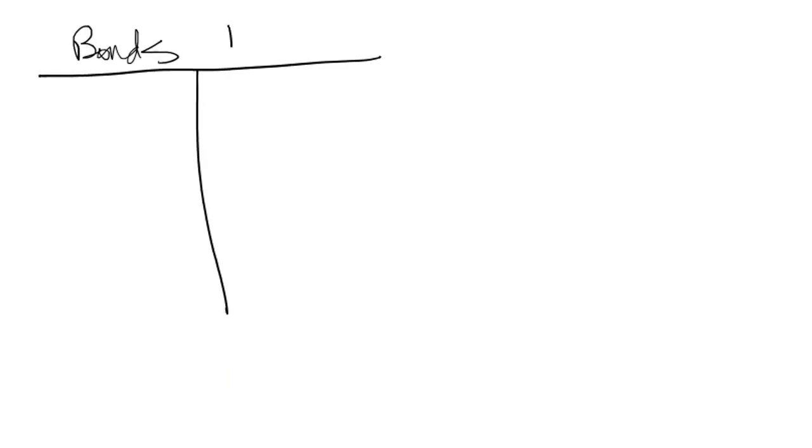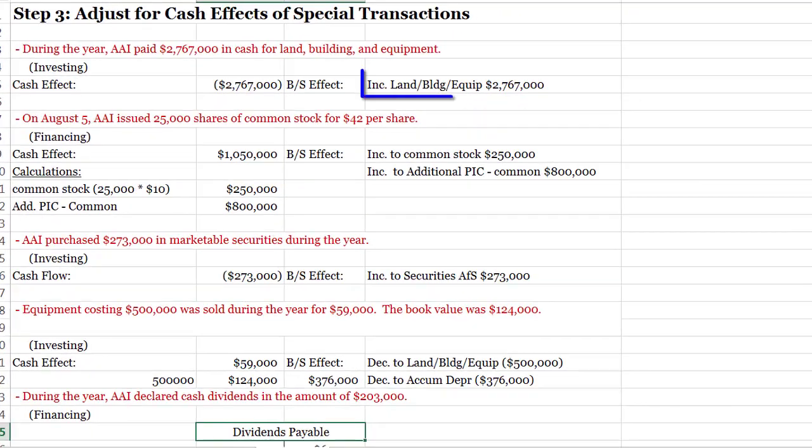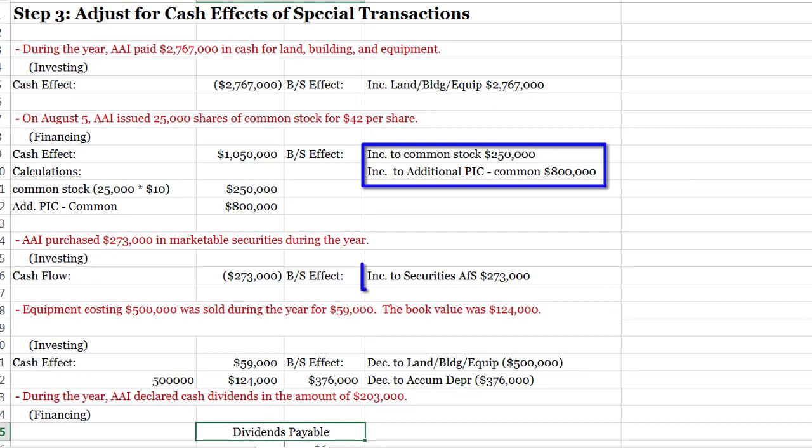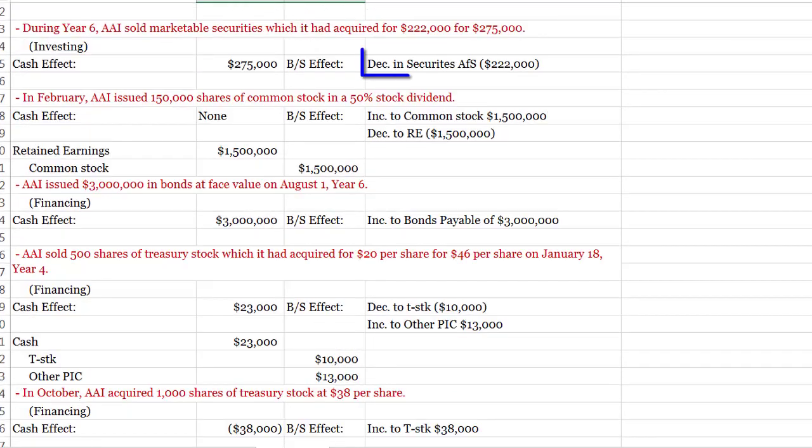Bonds payable, beginning at 4 million, ending at 7 million. And I'm going to look back through step 3 and see if I've already accounted for any adjustments to bonds payable. Let's see. Land and building, common stock, additional paid capital, available for sale, land and building. There's the dividends I just looked at, convertible bonds payable, common stock, additional paid capital, increase to investments. I don't see anything there. Available for sale securities, common stock, retained earnings. There we go. An increase to bonds payable of $3 million.